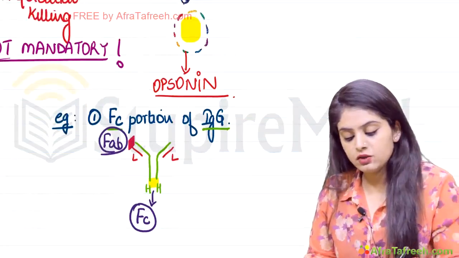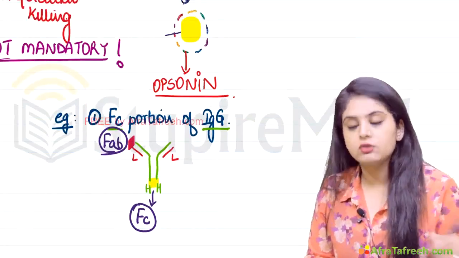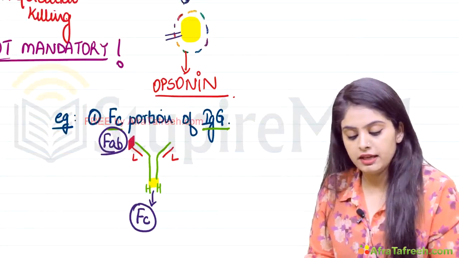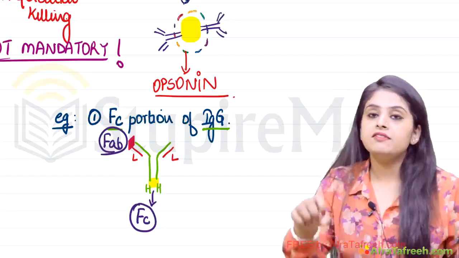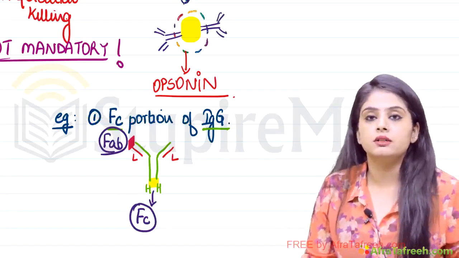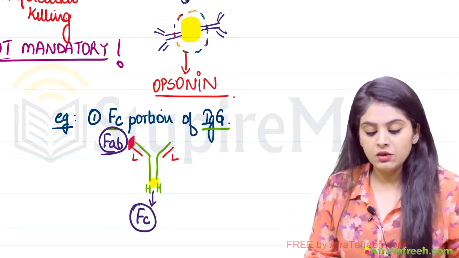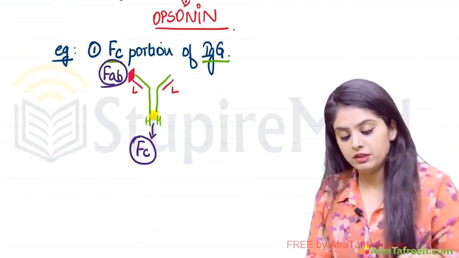Means that which portion of IgG will bind to the bacteria? It will be the FC portion. This is how the binding will occur. The FC portion will bind to the bacteria. Now this was the first example of opsonin.